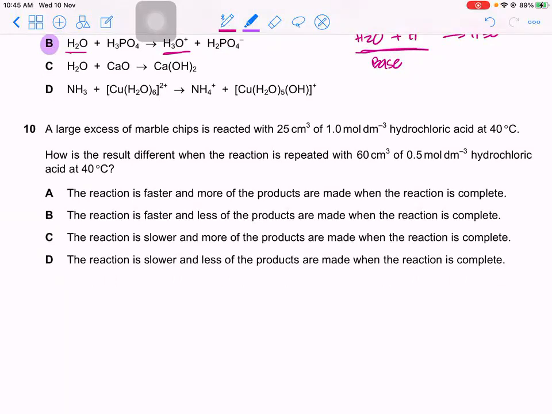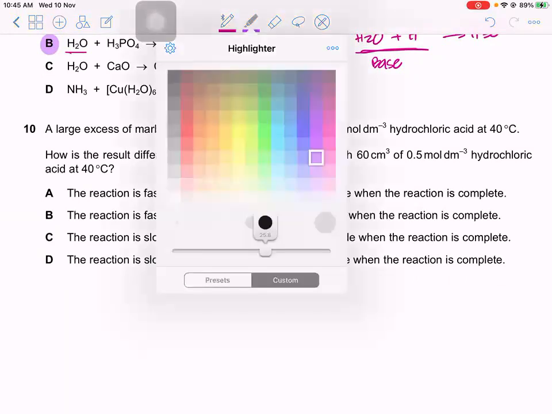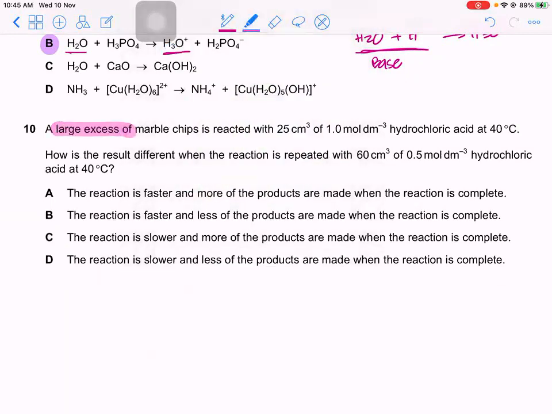A large excess of marble chips reacted with 25 cm cube of 1 mole per dm cube hydrochloric acid at 40. So you have large marble chips reacting with this. How's the result different when the reaction is repeated with 60 cm cube of hydrochloric acid at 40? So you're not changing the temperature. The only thing you're changing is, let's see the moles for this. How many moles of hydrochloric acid do we have here? 25 upon 1000 times 1. So that's 0.025 moles of HCl.